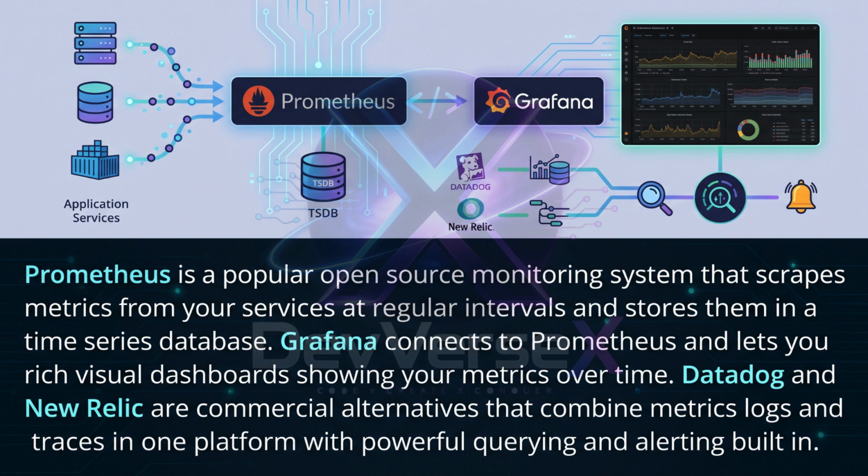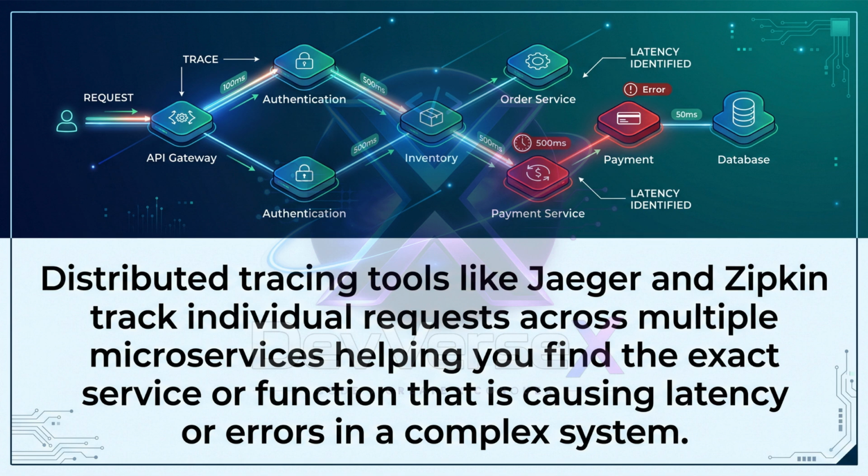Prometheus is a popular open-source monitoring system that scrapes metrics from your services at regular intervals and stores them in a time series database. Grafana connects to Prometheus and lets you build rich visual dashboards showing your metrics over time. Datadog and New Relic are commercial alternatives that combine metrics, logs, and traces in one platform with powerful querying and alerting built in. Distributed tracing tools like Jaeger and Zipkin can track individual requests across multiple microservices, helping you find the exact service or function that is causing latency or errors in a complex system.